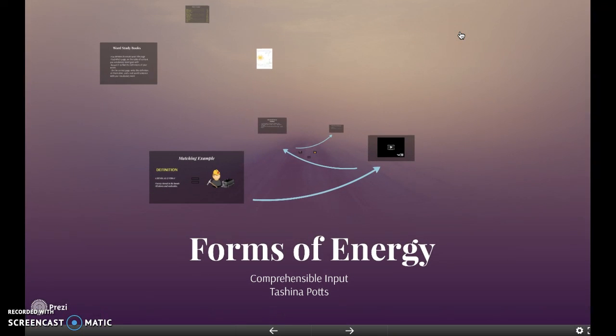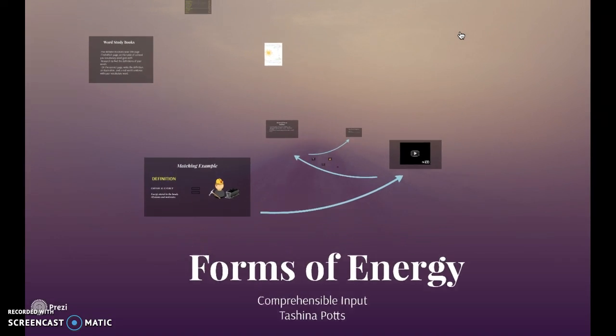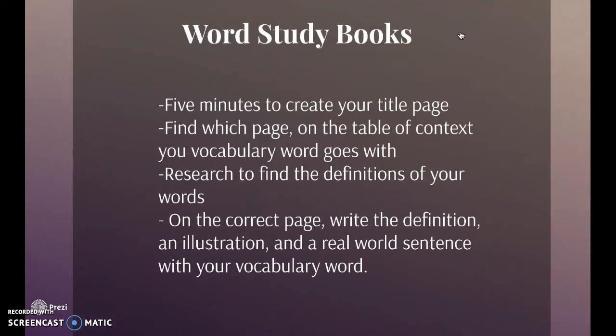Alright, forms of energy comprehensible input. So first the students are going to be doing word study books. This is kind of hard to put on the PowerPoint, but I'm going to do my best to describe how this would go. Before they do the word study books, as an instructor, you're going to have them pre-done with the pages numbered for the table of contents, so they don't have to do that, and they're all glued together or stapled together, whichever you'd like.